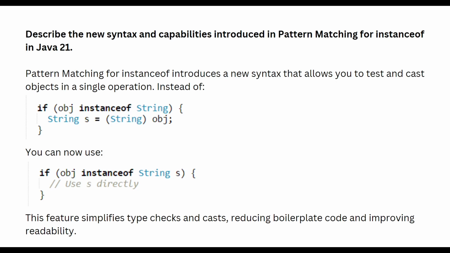So here, if you see, the first example says if object instanceof String, in that case I'm using a new variable String s, converting it from object to string. But now what you can do is use object instanceof String s. So here you are defining it in a single operation, which reduces lines of code, and it simplifies and looks more readable. So this feature simplifies type checks and casts, reducing boilerplate code and improving readability.